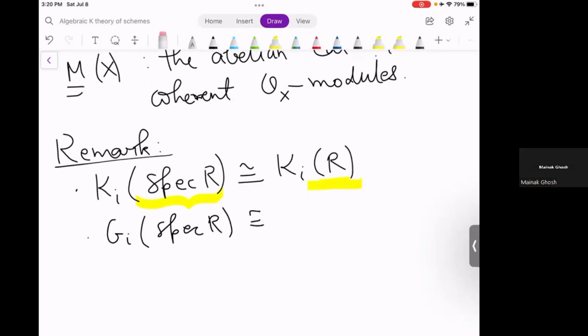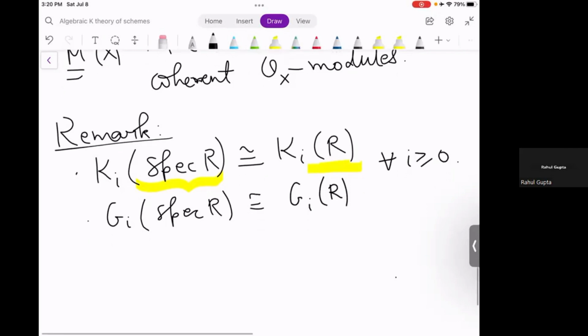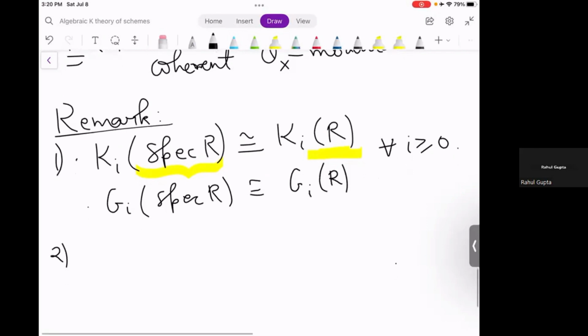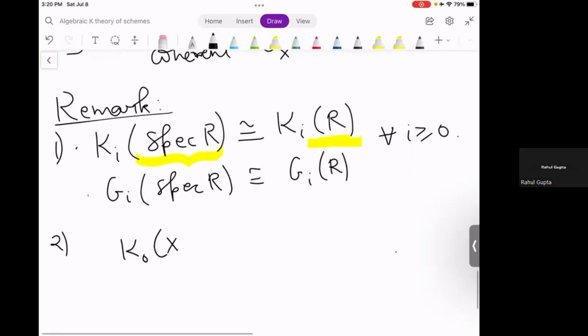Good. The same thing happens for G also, right? So we get back to our definition from the last lecture. Basically, we get K_i and G_i. So it's an extension of the theory from K theory and G theory of rings when we go to schemes. This is our first sanity check. The second sanity check: if I define K_0 of any X, is it the same thing as the Grothendieck K_0? Because I have two K_0's, and if they are different, I should not use K_0; I should use some other notation. This G is just to differentiate that this is the Grothendieck K_0 of X.